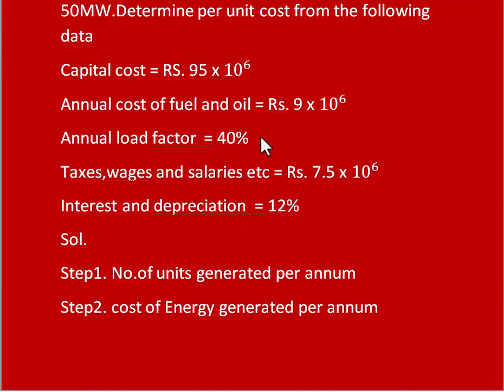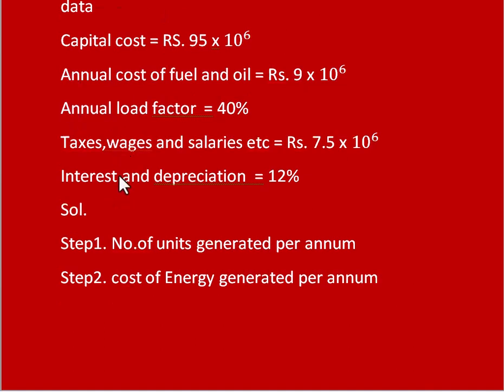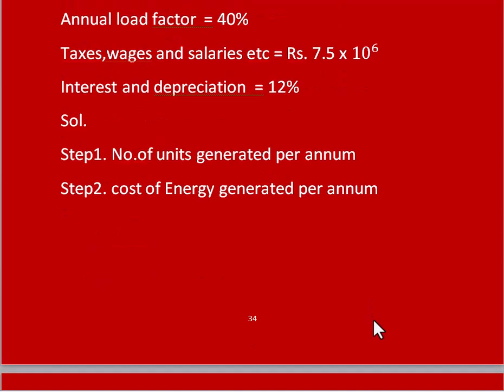So, having known the definitions of fixed cost, semi-fixed cost and running cost and the various terms involved in them, it is possible to solve this problem in two steps. One is the number of units generated per annum. The second step is the cost of energy generated per annum.